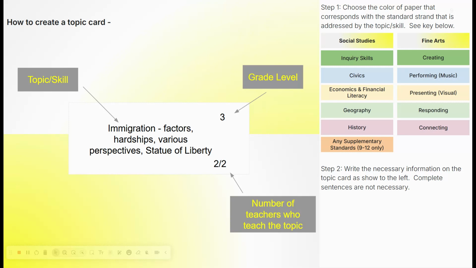Something you will notice is even though we are identifying the standard strand that the topic correlates with, we are not putting any kind of standard coding on these topic cards yet. That is intentional. Please do not write any kind of standard information on the topic card yet. That's something that we will do later through conversations that we'll have in our groups. Okay, that is a conversational activity, so don't do that as we're creating the topic cards.